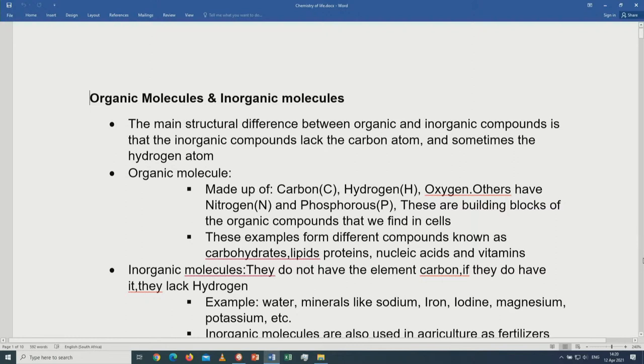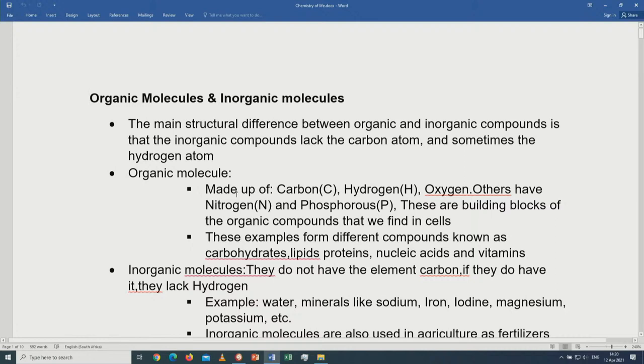Molecules. There are two types of molecules. We have the organic molecules and the inorganic molecules. The molecules are the building blocks of the cells. I'll start first with the organic molecules.